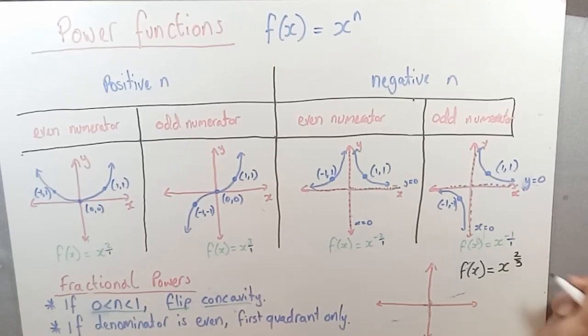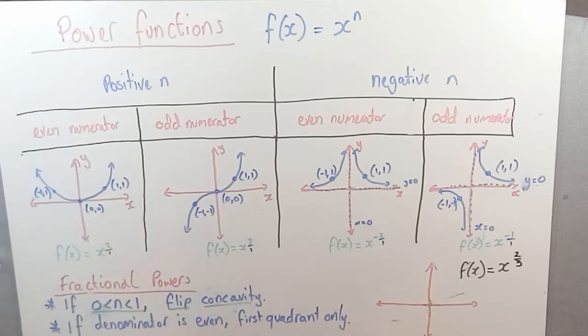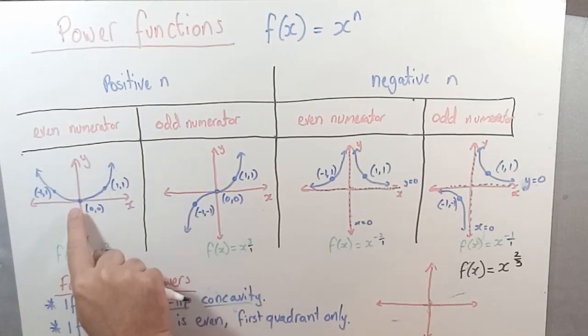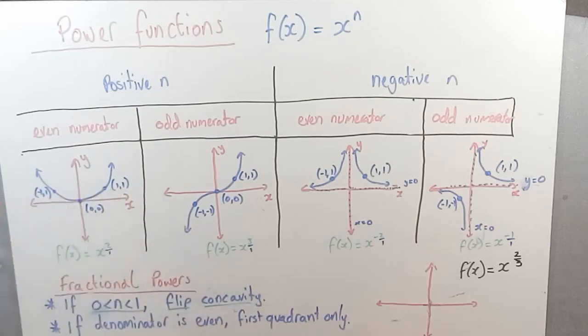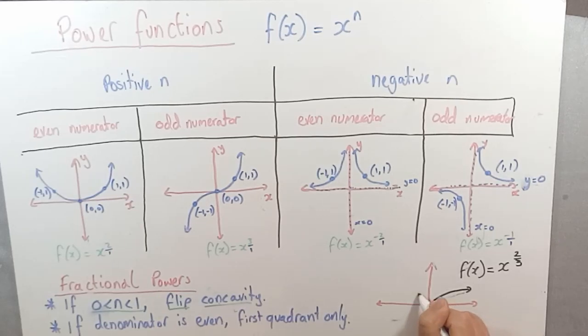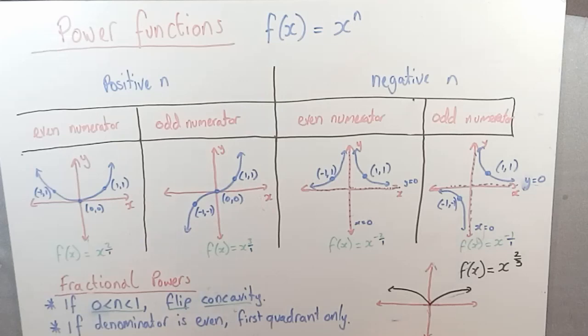2/3. Okay, so for this one, we've got, again, between 0 and 1, so we're going to flip that concavity, and we've got an even numerator, right? The denominator is odd, so we don't have to worry about this one. So now we're going to get this shape, even numerator, and flip the concavity, so it's going to go back the other way. So we're going to get this happening, which is kind of cool, I think. All right, so that's really it for fractional powers. You use these shapes, these rules, and you've got the answer.